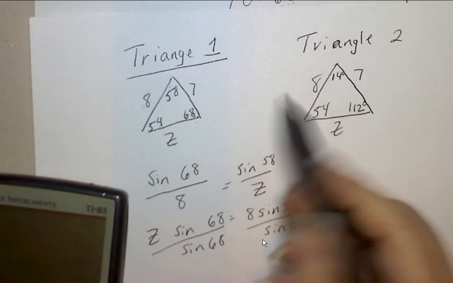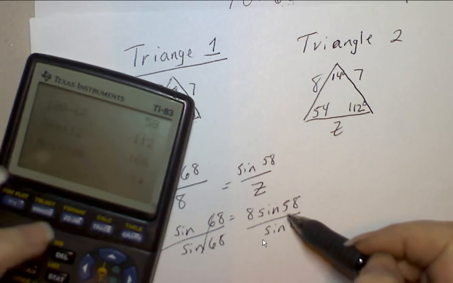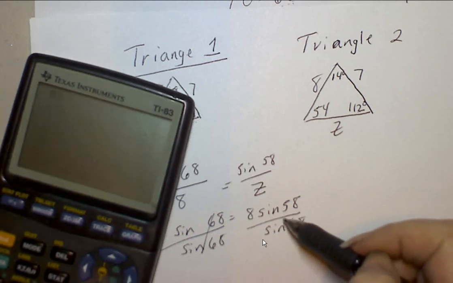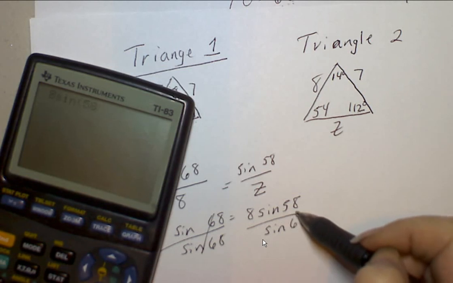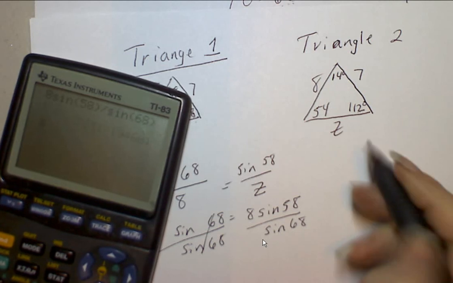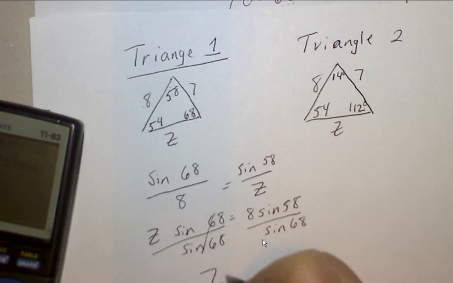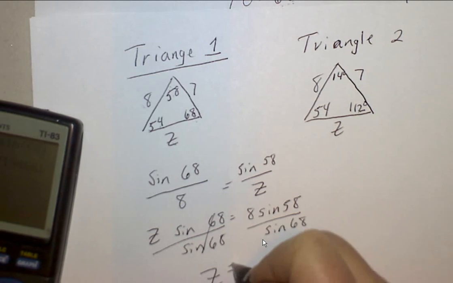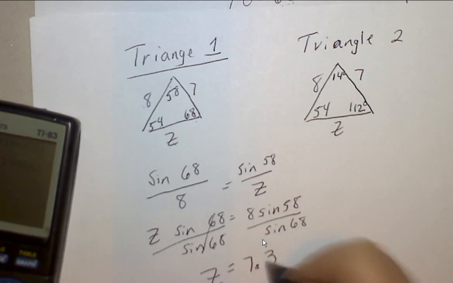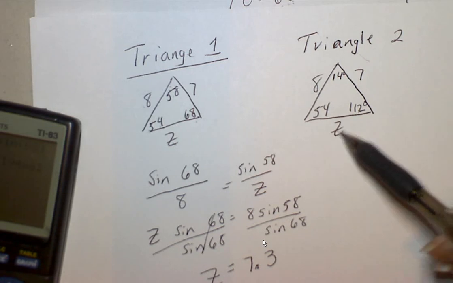So we have 8 sine of 58 divided by sine of 68. So z on this one, z is 7.3. Now I want you to pause it, and I want you to find z here, and then come back and see if you did it right.